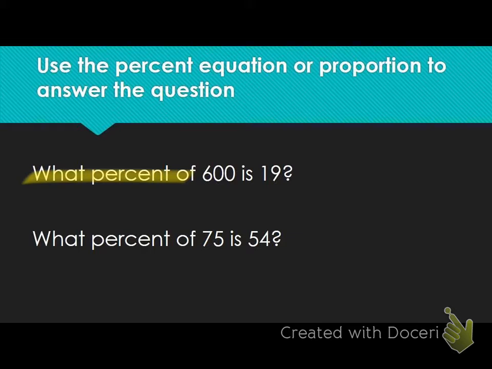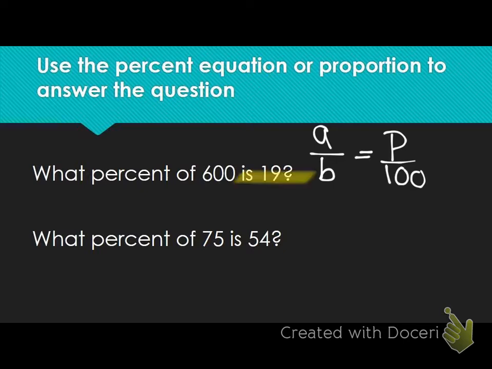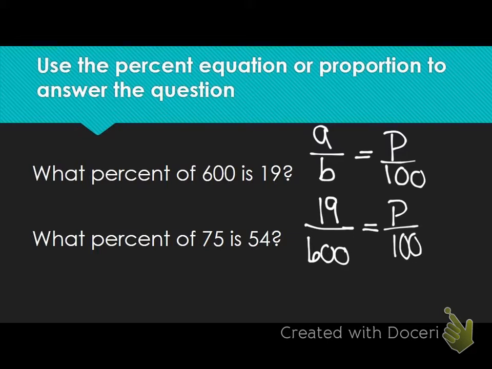Do you want me to do the first one with you? Okay, just watch up here with me, and then I'll have you do the second one. My formula is A over B equals P over 100. Do you remember from what we learned in class which one of these numbers is my A value? It's my "is," so 19. And then what's my B value? 600. I don't know P over 100. Now what could I do?